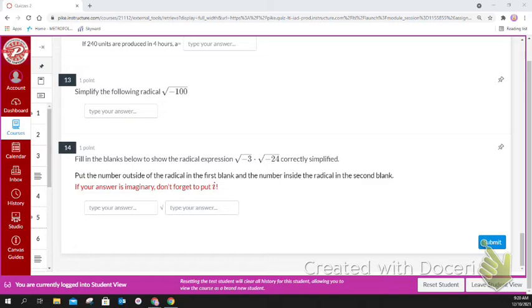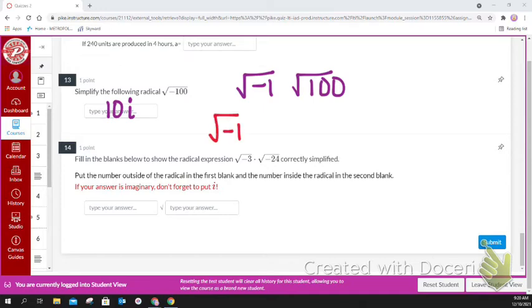When you simplify, anytime you see a negative, make sure you take that out. So you have to separate that out. What is the square root of negative 1? I. And what's the square root of 100? 10. So the answer is 10i. So definitely have on your cheat sheet that you take out the negative, and the square root of negative 1 is i.